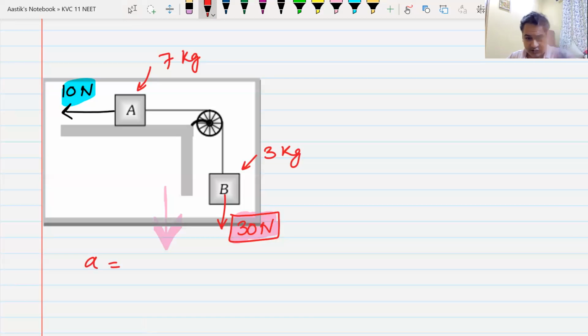The force which is trying to pull it down is 30, M2G. The force which is trying to pull it up is 10. So net force becomes 30 minus 10, divided by 7 plus 3, and your answer is 2 meter per second square.